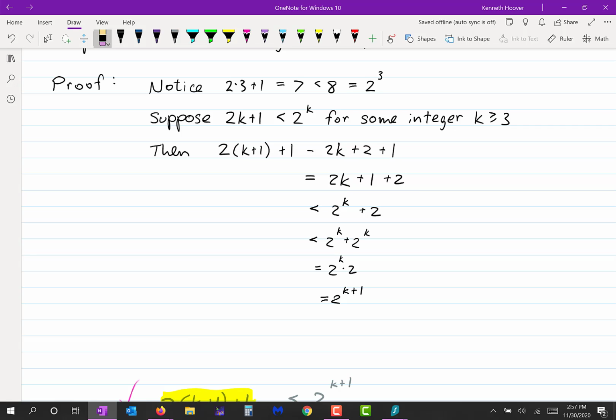We're done. I have my base case. I have my inductive hypothesis. And then I have this last part, which doesn't have a name. And we're done. Okay?